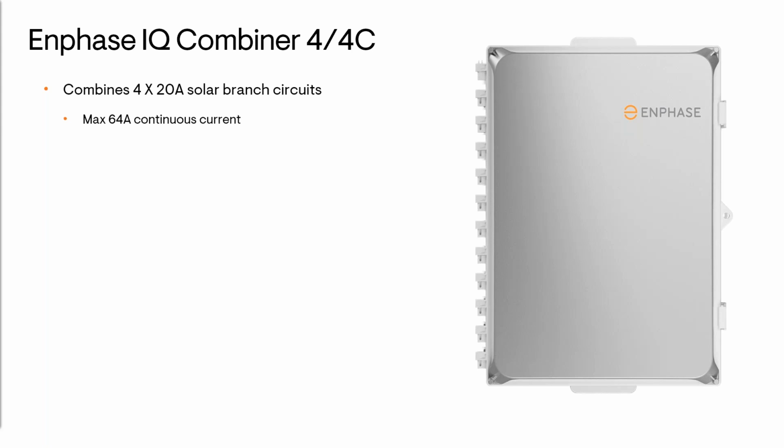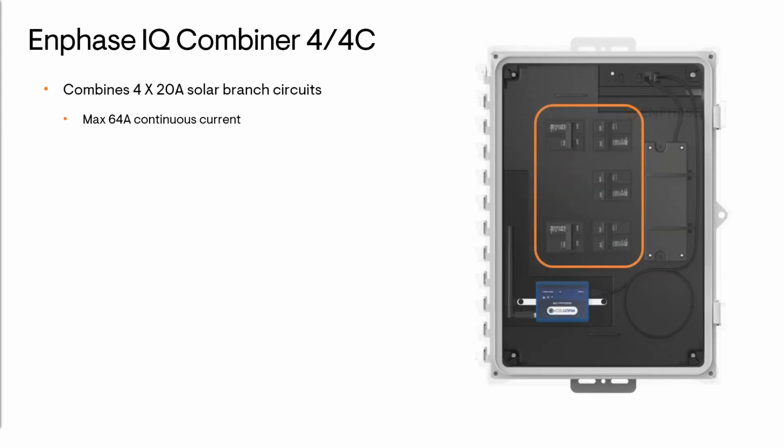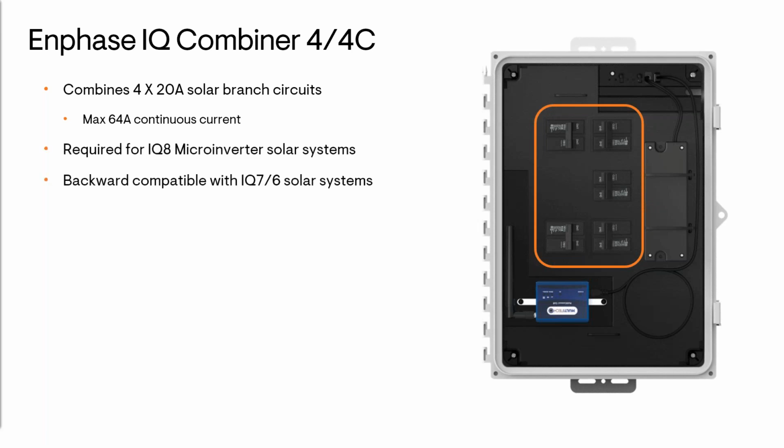Now let's talk about the IQ Combiner 4. It houses the breakers for the solar system branch circuits. Up to 4 20 amp circuit breakers can be installed, so up to 64 amps of continuous current from the microinverters. The number of IQ8s that you can install depends on which specific model of IQ8 you're using. The Combiner 4 or 4C must be used with any IQ8 solar system in a backup power configuration. And it can also be used with earlier models like IQ7.